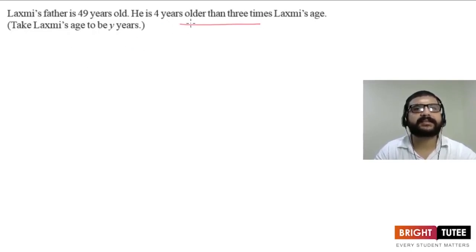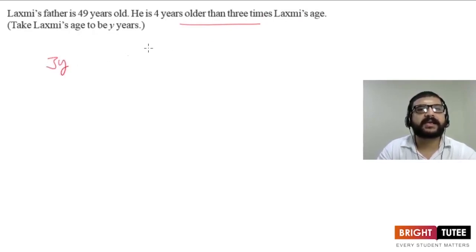Now we have to write a mathematical equation for this situation, and it is given: take Lakshmi's age to be y years. Now if Lakshmi's age is y years, what will be his father's age? As it is given here, it is 4 years older than 3 times Lakshmi's age. So 3 times Lakshmi's age will be 3y, and 4 years older than it, so we have to add 4 to it.